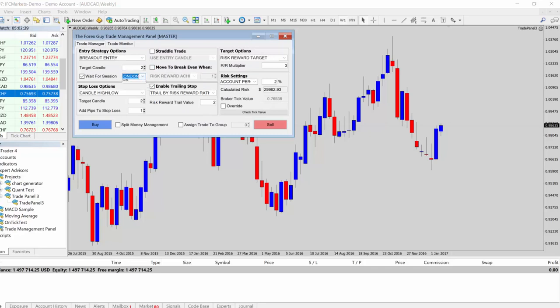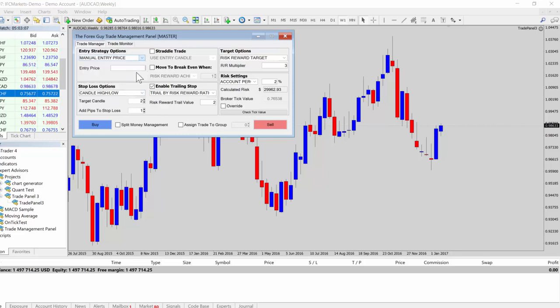We also have one for the US session as well. Usually handy if you're trading things like gold, silver, and oil, the US markets, even the Dow Jones and the S&P, as those markets become very active during the US session, and you want to avoid breakouts before that. So that's the option there for those two.